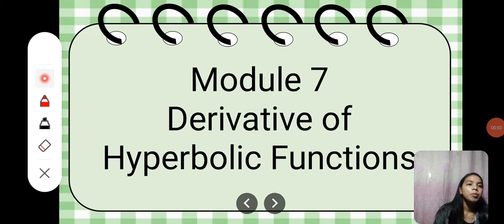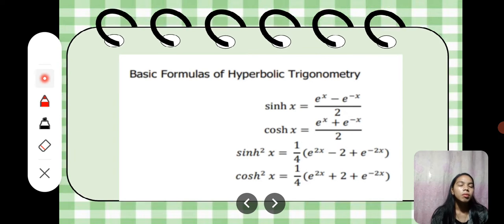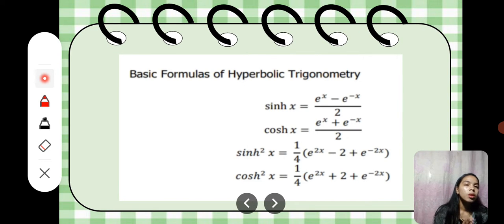So, hi everyone. For the last module, I chose the derivative of hyperbolic functions. These are the basic formulas of hyperbolic trigonometry. Hyperbolic sine x is equal to e to the power of x minus e to the power of negative x over 2. Then hyperbolic cosine x is equal to e to the power of x plus e to the power of negative x over 2.